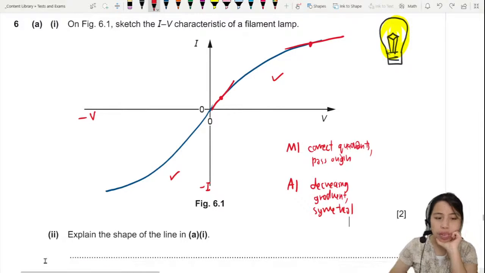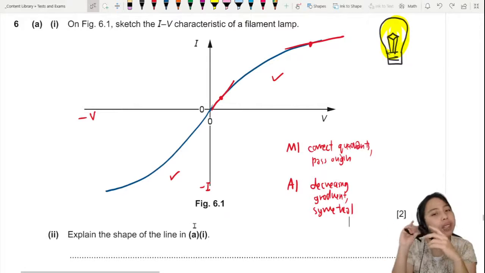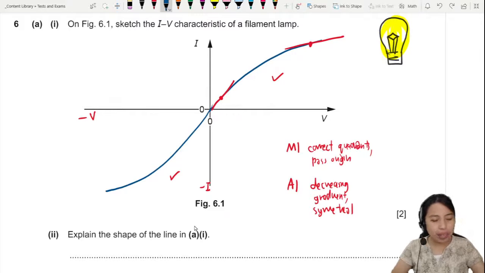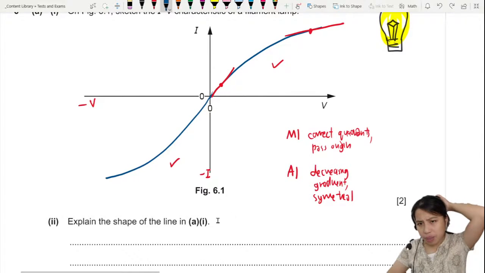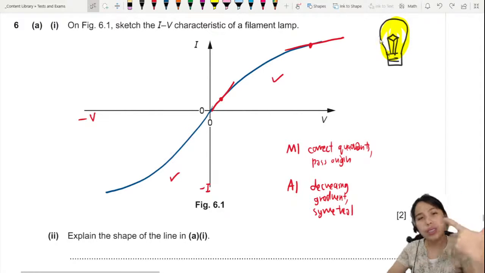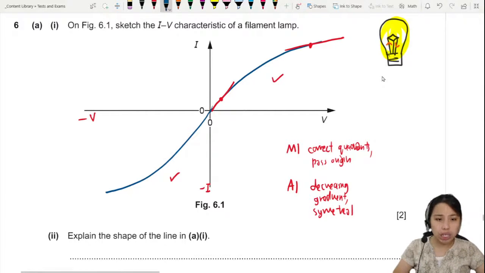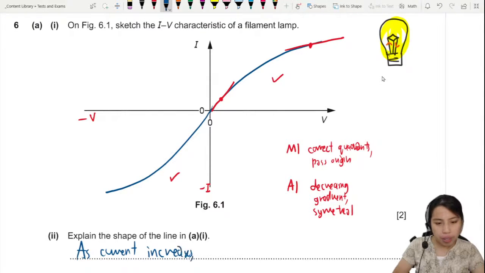Okay, so what next? We need to explain the shape of the line in A1. Explain now. Why like that? You go check out the electricity videos. There are some facts we need to know about filament lamps. The first one is, how does it even glow? When electricity goes through the filament, see, I draw little arrows here to represent current flowing through the filament. It gets hot. If you ever touch a bulb like this, it's hot. So we say, as the current increases, the temperature of the filament increases.